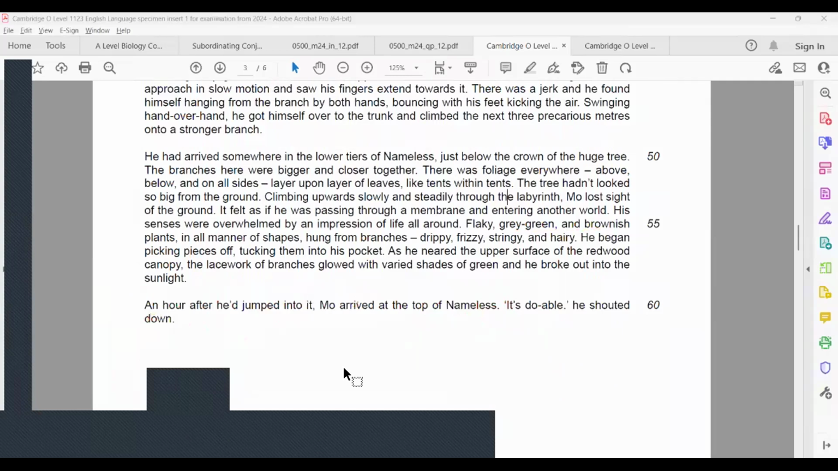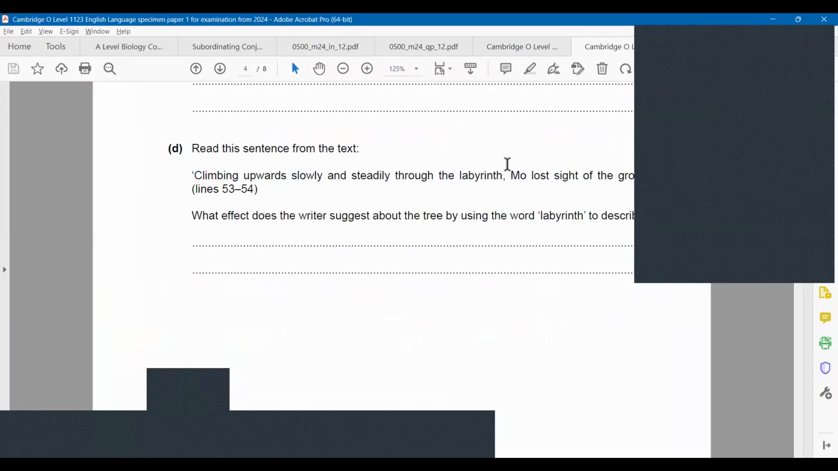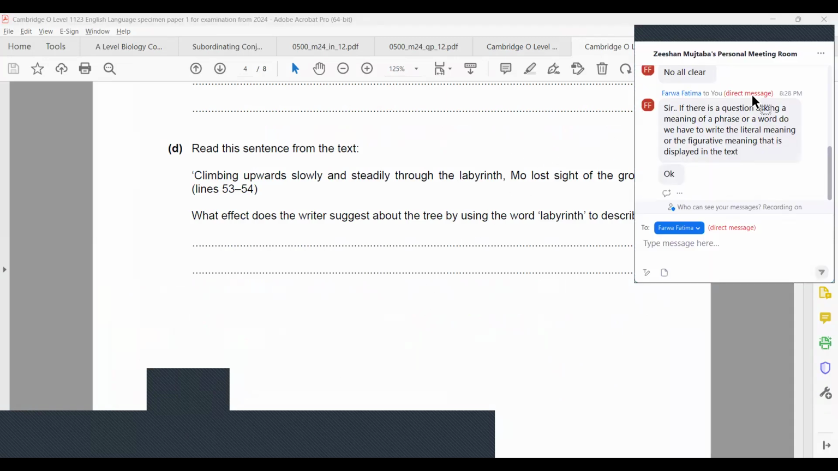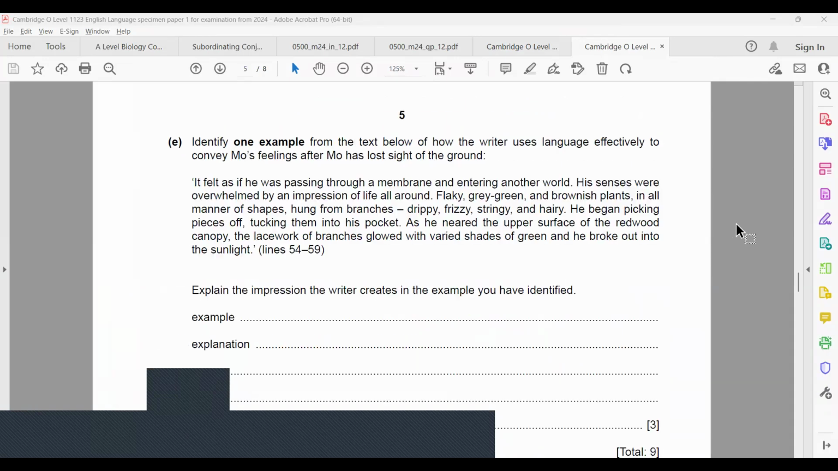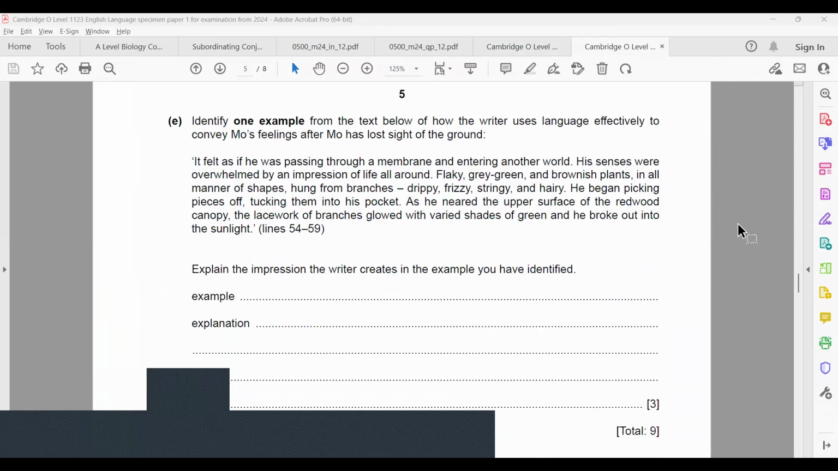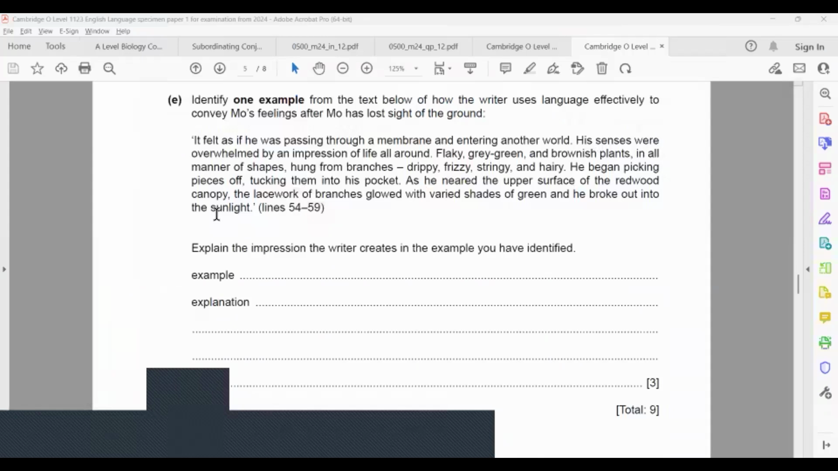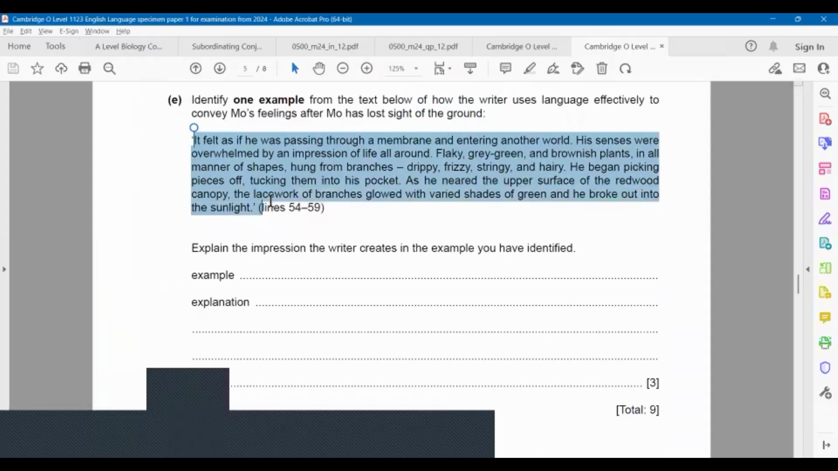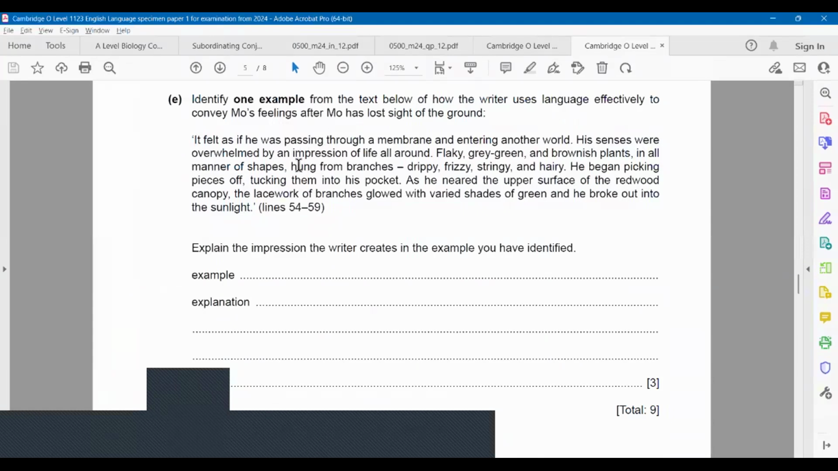Okay. And then we have the last question over here for 3 marks. What they've done is give you this part of the text, lines 54 to 59. You don't really need to go to the insert. They've given it all over here.